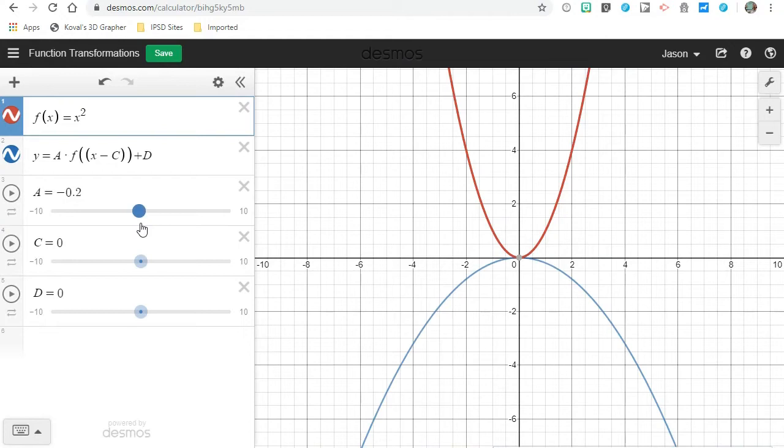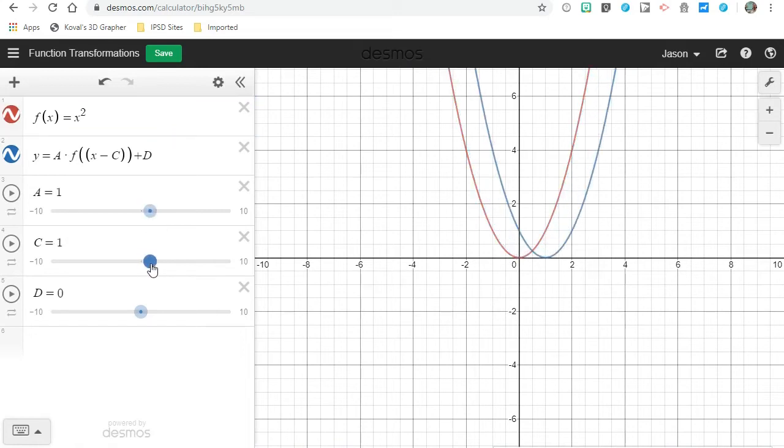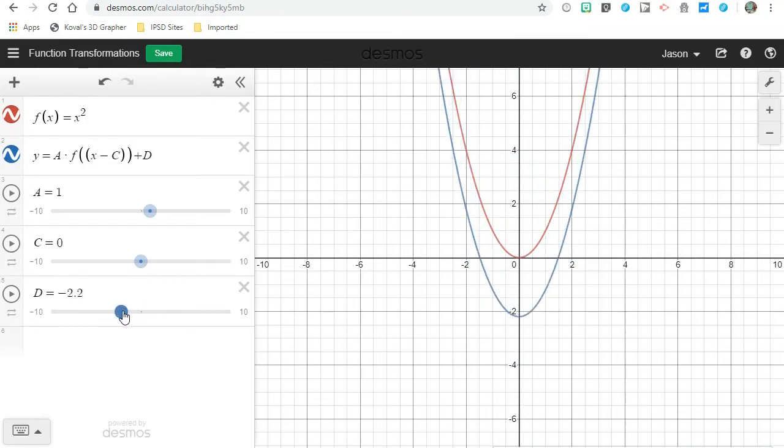It's making y change slower when I decrease it. If I make it negative, it flips and does the same thing. So the more negative it gets, the more narrow it gets. So that's what happens with A. With C, if I increase C, notice my function moves to the right. And if I decrease C, my function moves to the left. So it appears that C has some sort of shifting value for x, and D has a shifting value for y. So it either moves up or down based on what's happening.